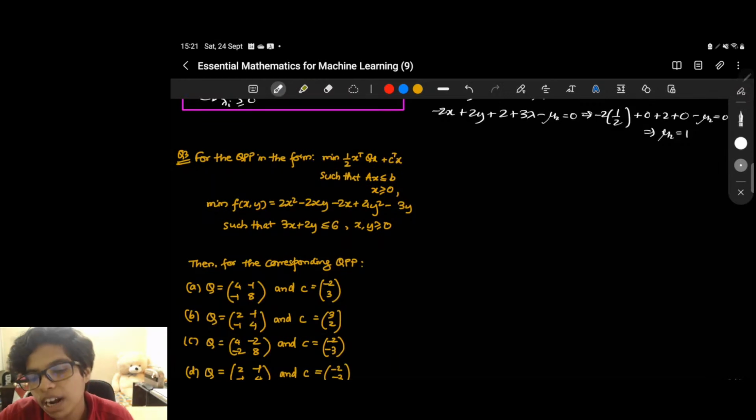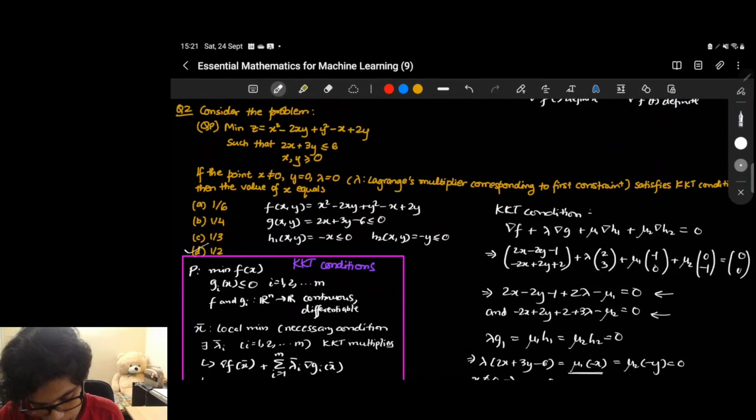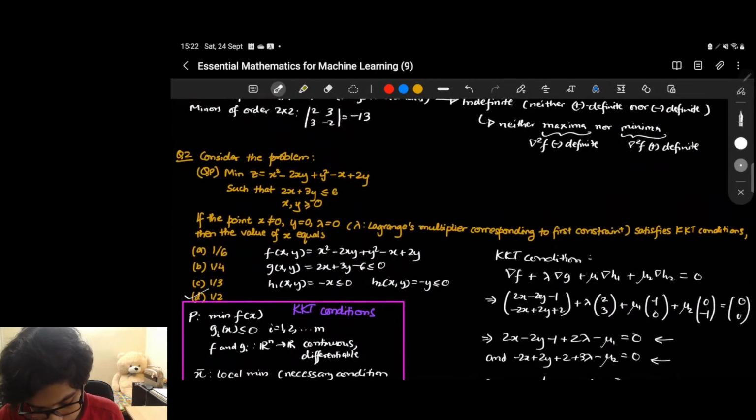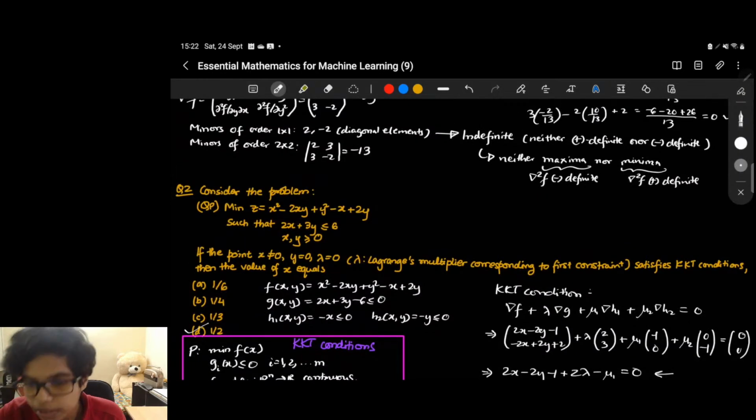Ma'am, how do we know lambda is for the first gi? Oh, this is just the way we are defining things. Basically this is how the convention is taken. Typically you would have functions of two variables. So this is the convention followed in this lecture series.